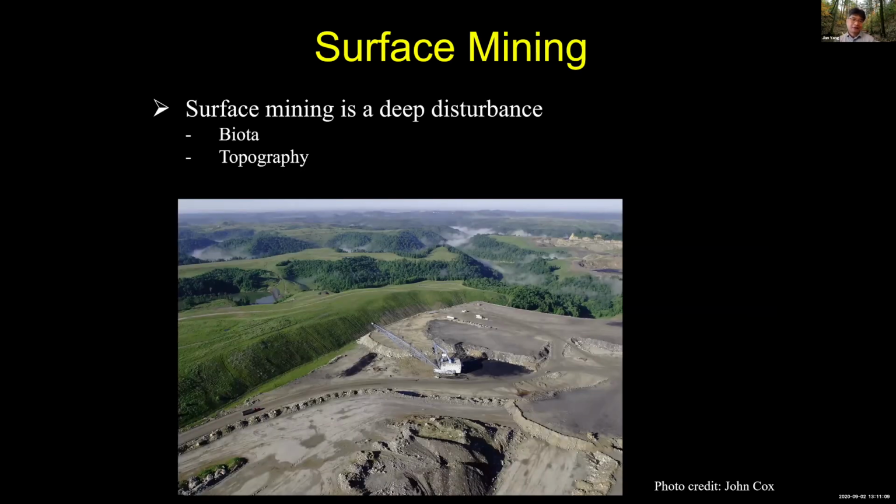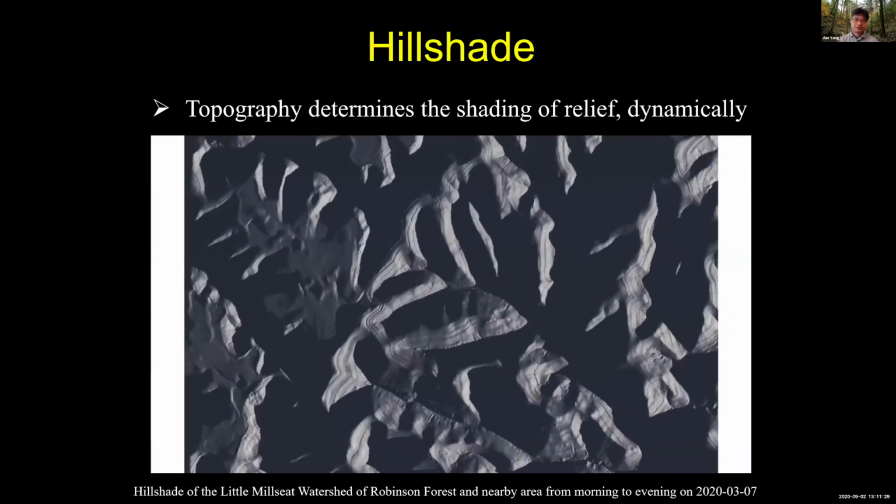And now I'd like to move on to the second disturbance agent, surface mining. Surface mining is considered a deep disturbance because it can not only remove the biota, but also permanently change the topography. And topography is a very important driver of many land surface processes.